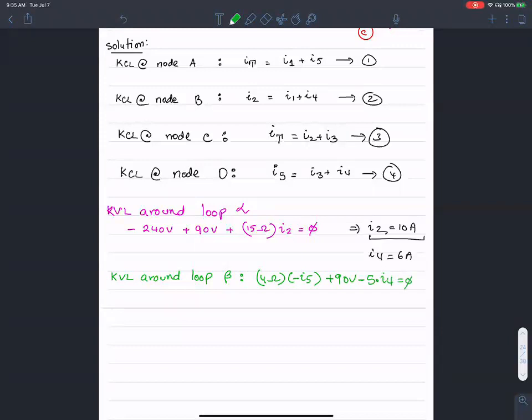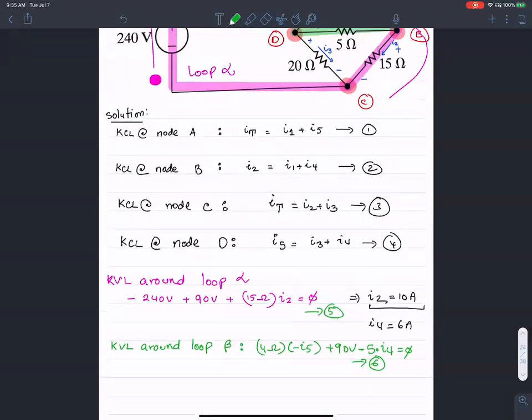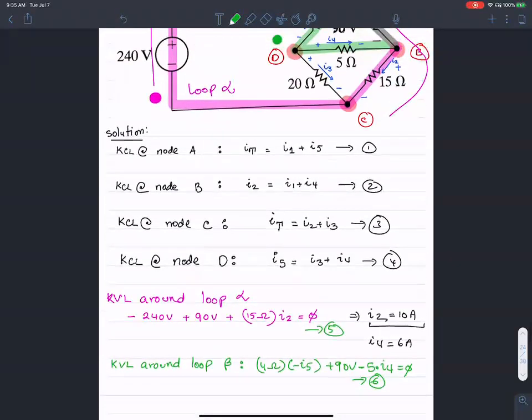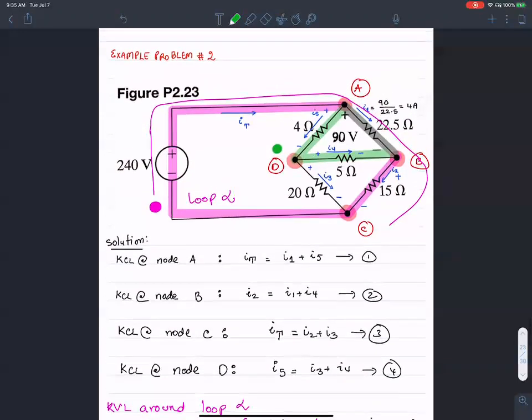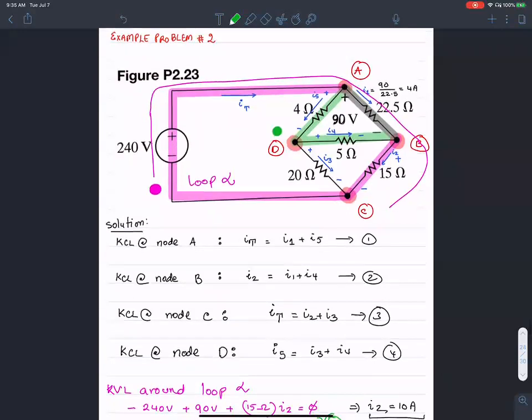So you have a bunch of equations now. 1, 2, 3, 4, 5, 6 equations. From this, you should be able to solve for all the unknowns. I want to leave that as an exercise for you. Does that make sense? So, questions about this, please.